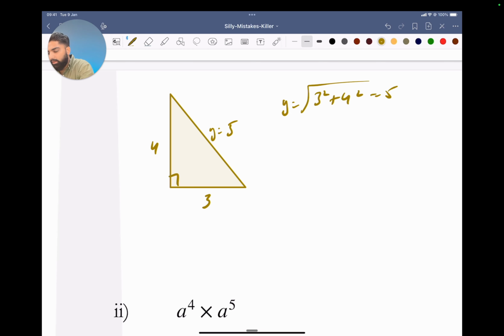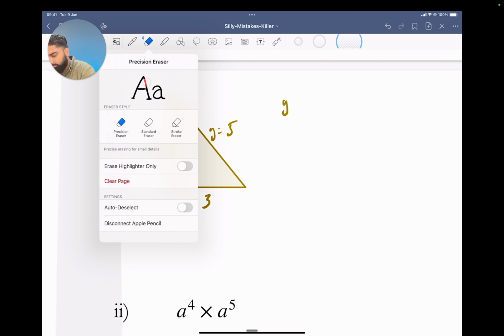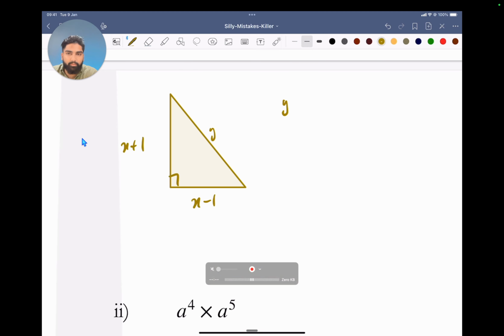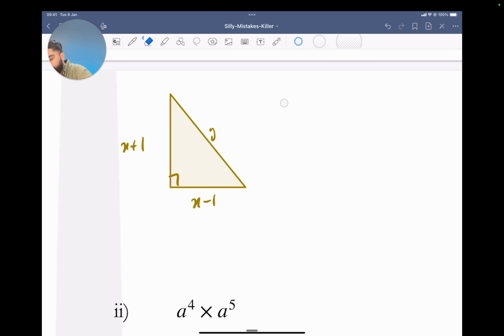Which is 5. Now let's say the sides were no longer this, but this time it was x plus 1 and x minus 1. Mind you, this is still Pythagoras' theorem. We haven't changed the topic here. But this time, y squared is going to be x plus 1 whole squared plus x minus 1 whole squared. Now that's a whole different question.